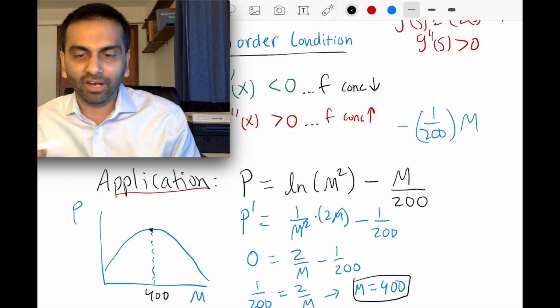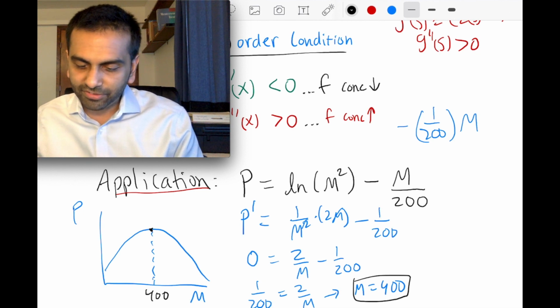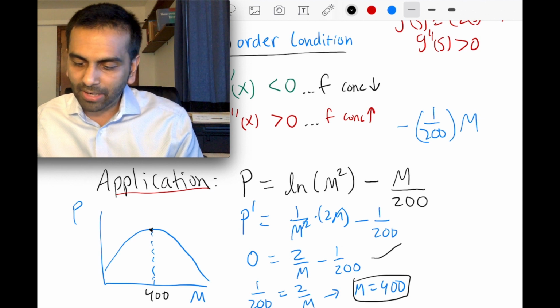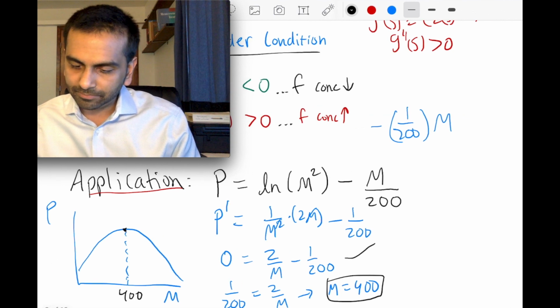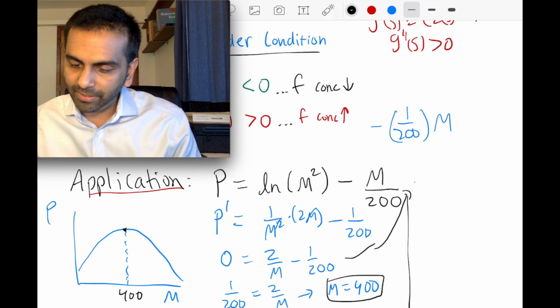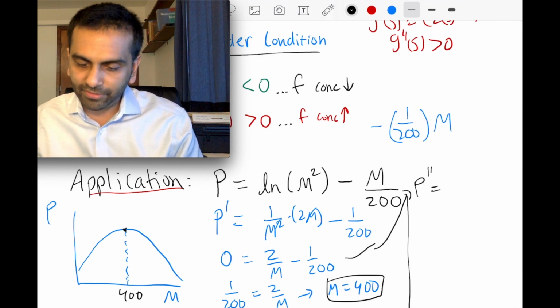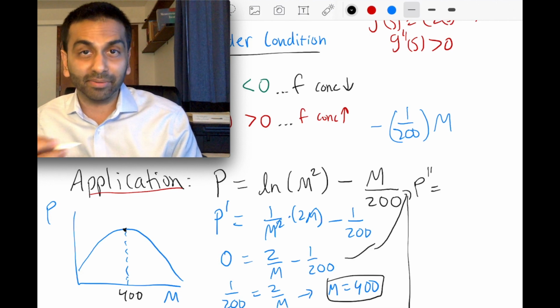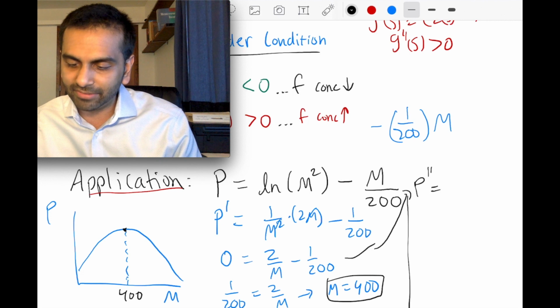So what we want to do is check our second order condition. So the first derivative was this, our p prime, the simplest version of it. So here your p double prime, second derivative. The derivative of 2 over m is, well, because your variable's in the bottom, I would rewrite 2 over m as 2m to the negative 1. So I'm just going to rewrite my derivative here as 2m to the negative 1, minus 1 over 200.